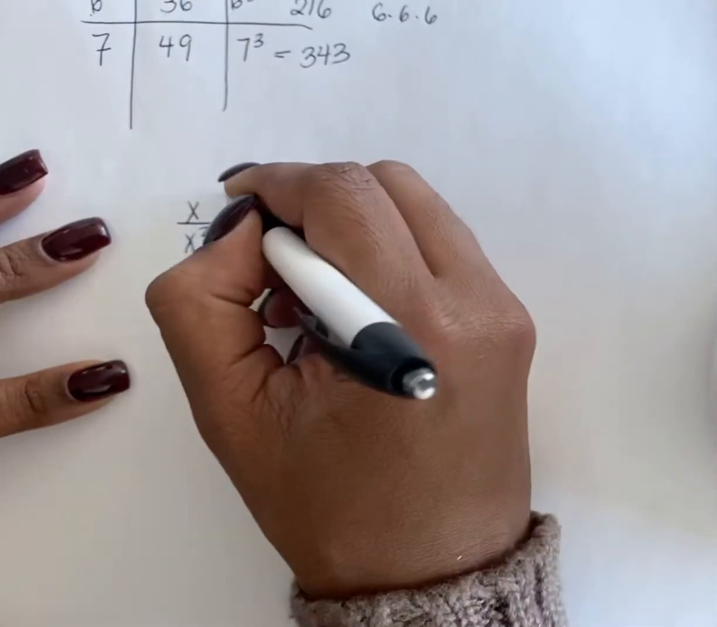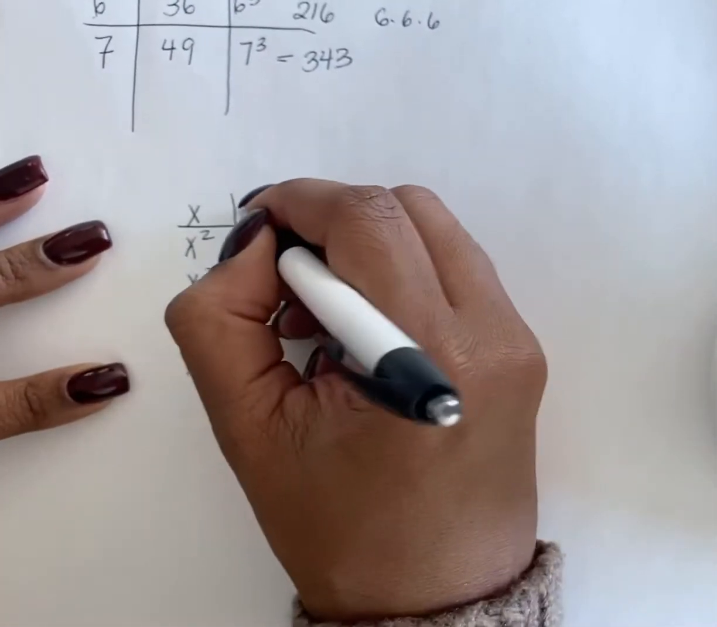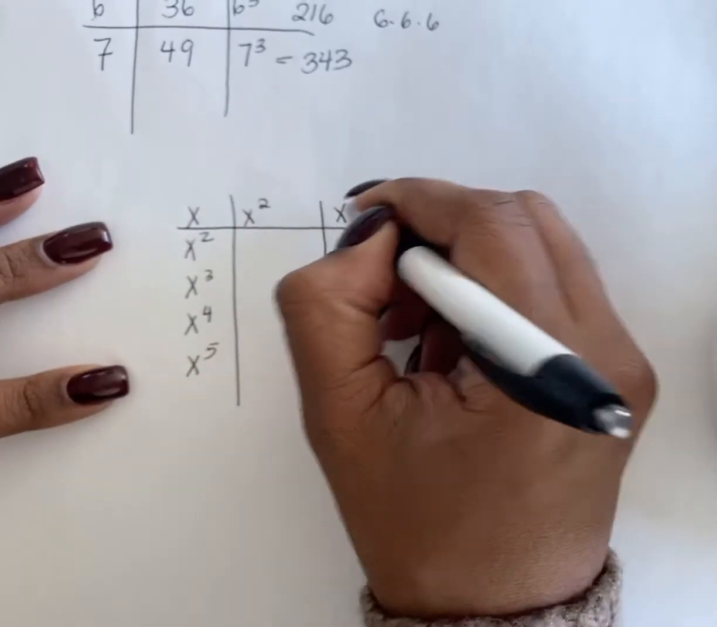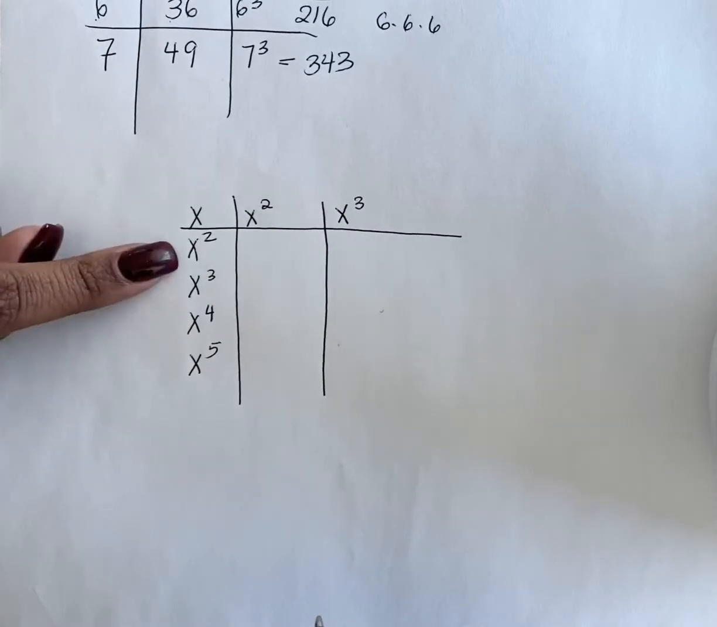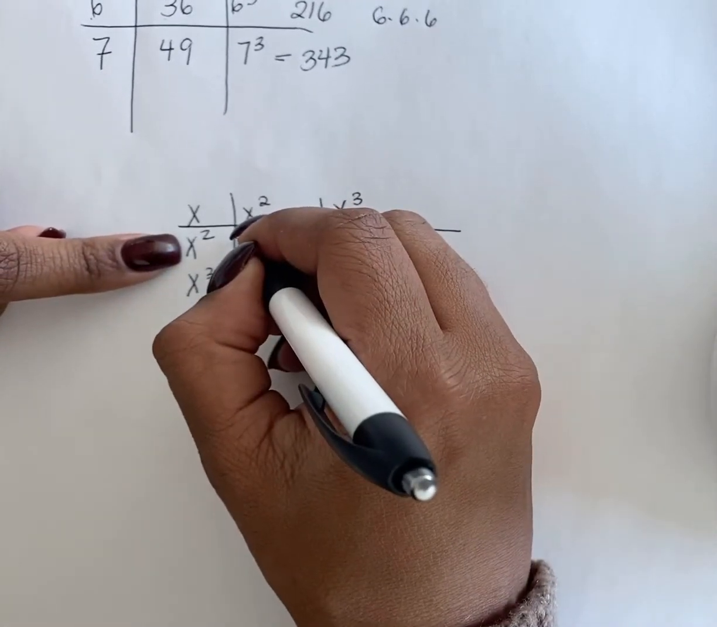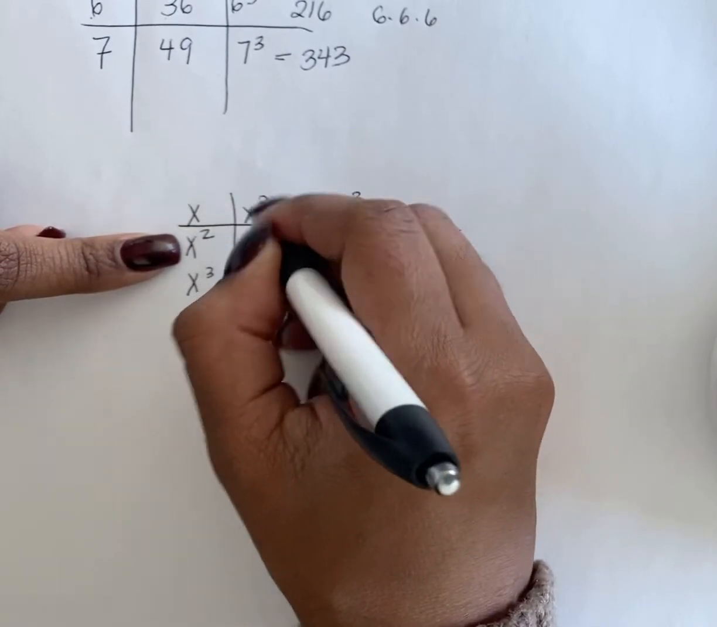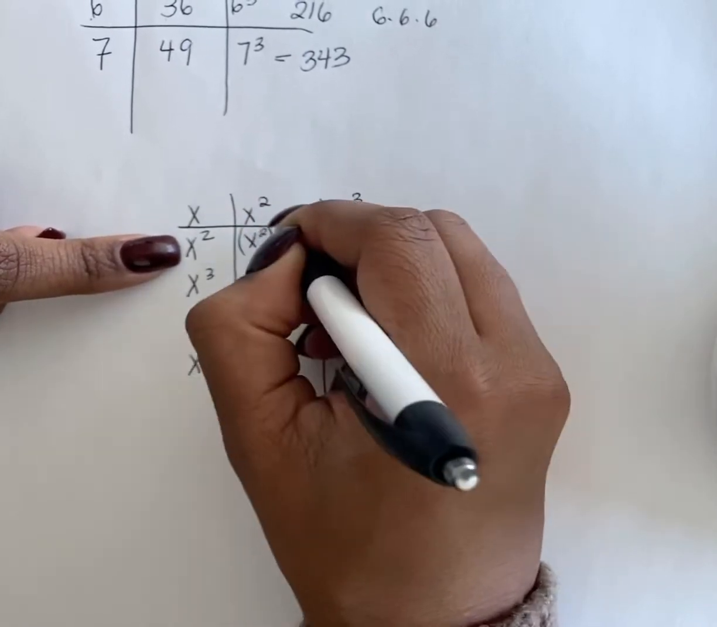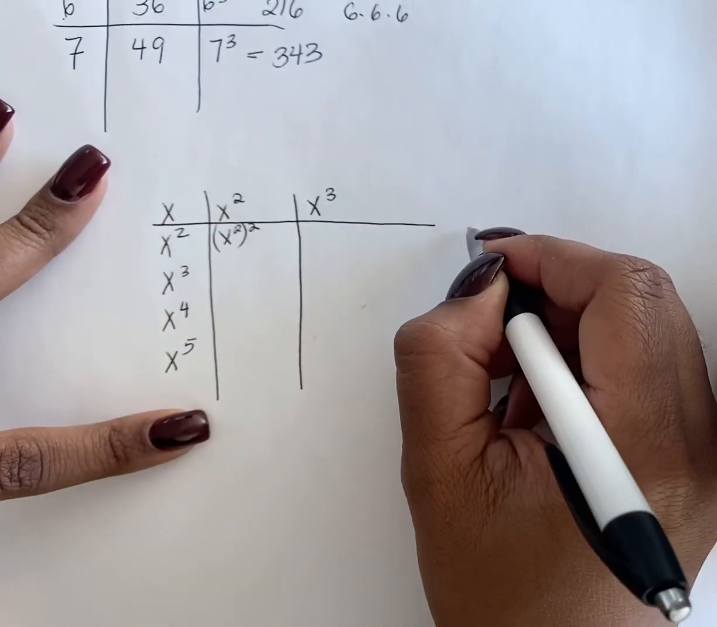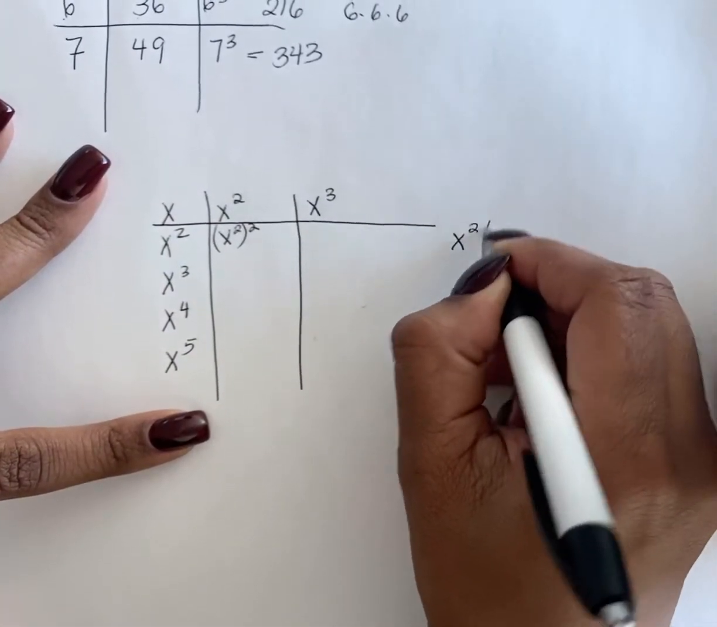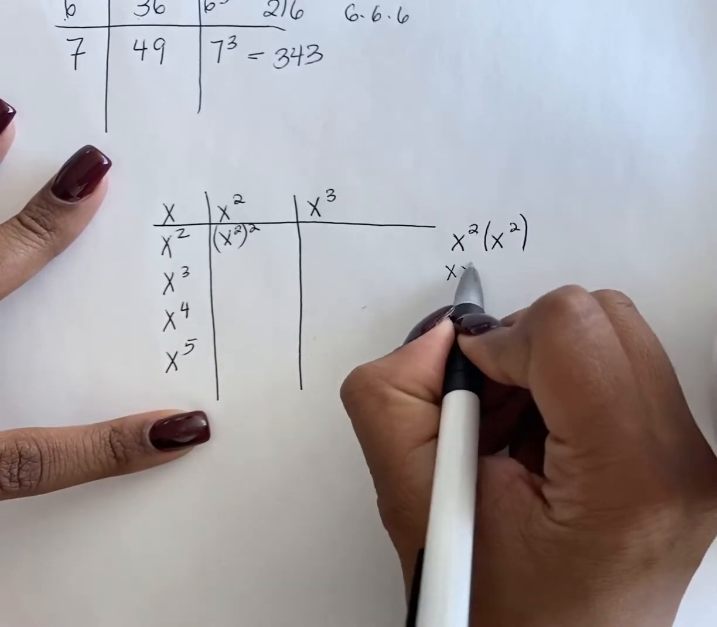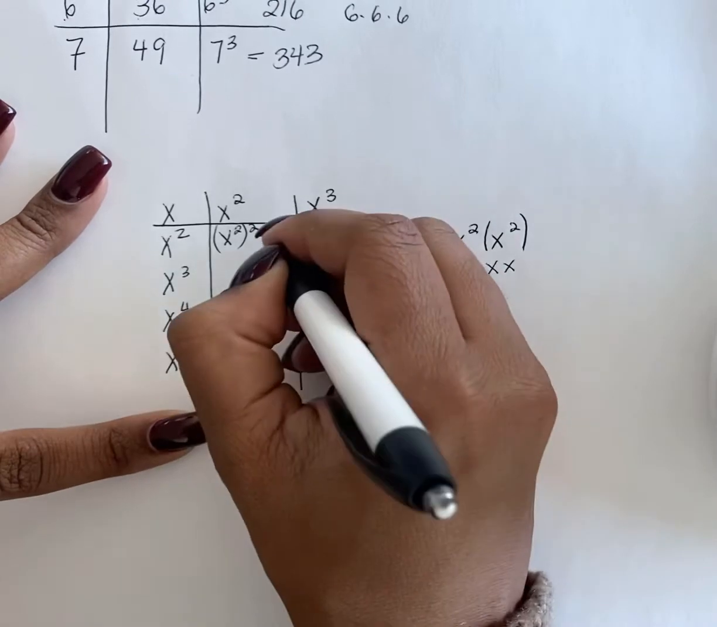So what is x squared? Well, x squared is x squared, right? X to the third is just x to the third. Well, what if I have x squared, squared? That is x squared times x squared, right? So that means I have 2 x's and then I have 2 more. Well, that's x to the fourth.